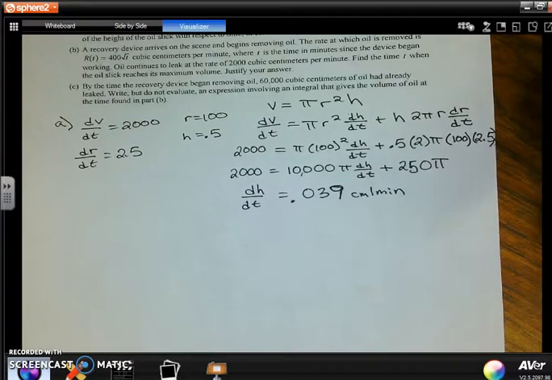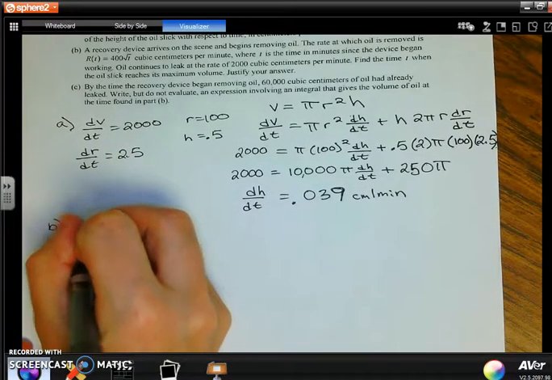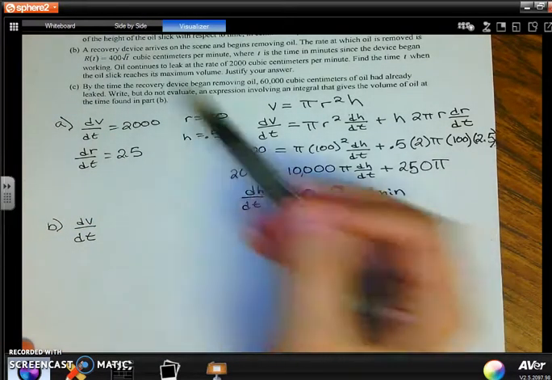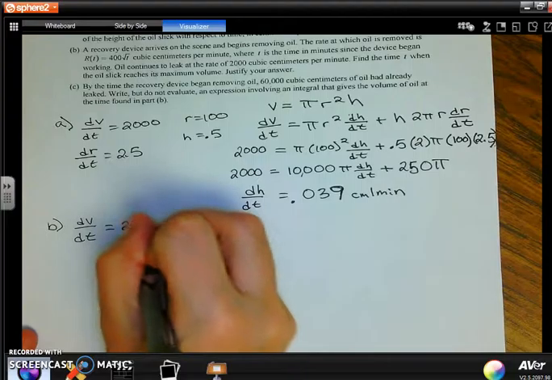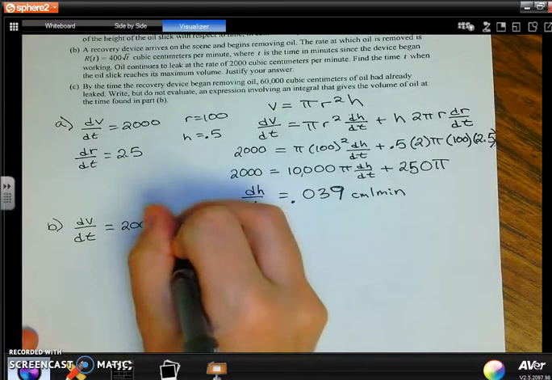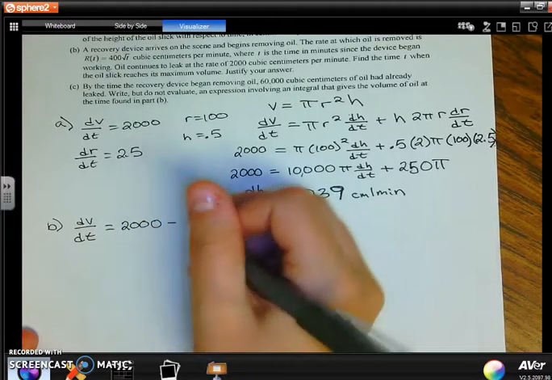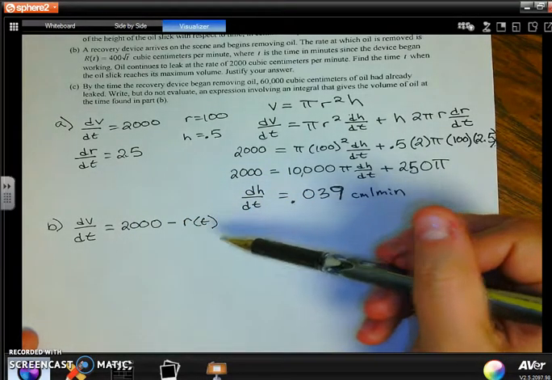Okay, so what do we know? We know that maximum has to occur at a critical value, right? And critical values occur when the derivative equals 0. So now for part B, we're going to say that dV dt, the change in volume now, is going to be represented differently because now we have this device that's coming to kind of clean up. So we still have that 2,000 coming in, but now we have to subtract however much the device is removing. So, you have the 2,000 minus however much this device is sucking up, which is that R of T, okay?